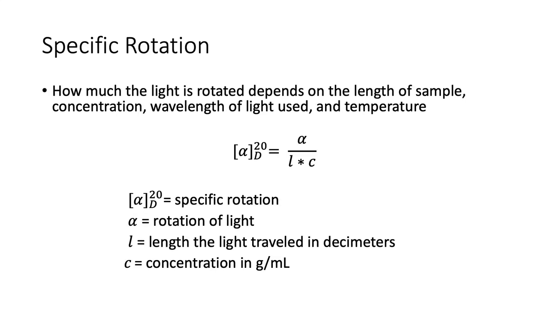And from this, we can calculate the specific rotation of our light, which is how much the light is rotated, and it depends on the length of the sample, the concentration, and the wavelength of light that is used, and then again the temperature, because that impacts the density of your solution or of your compound.